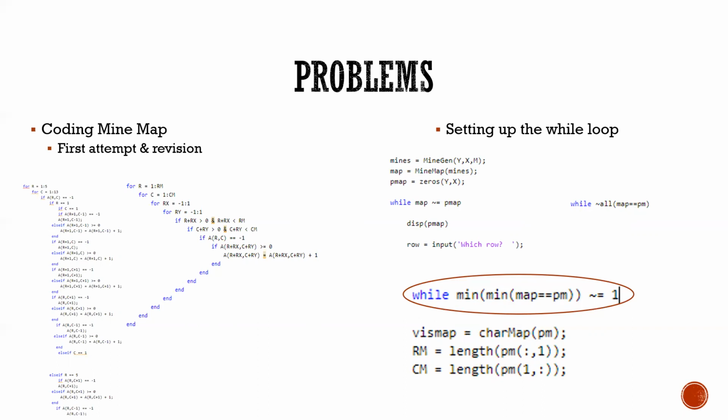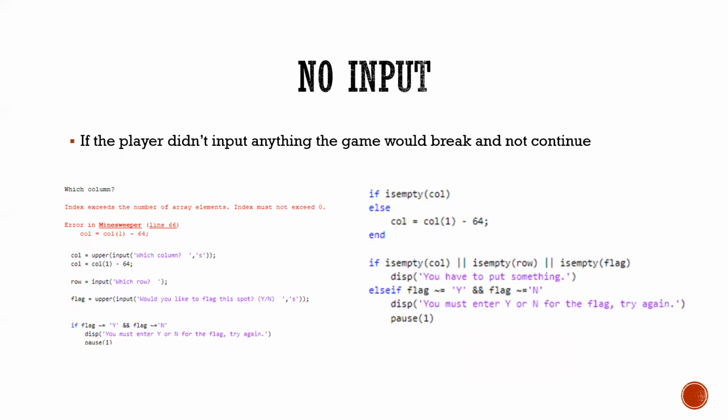Now, setting up the while loop. When I first started with the while loop, it would only play the game until about the halfway point, which is no good. So eventually I found out that I could get the absolute min of the map compared to the player map. And as long as that did not equal 1 or did not equal true, the game kept going. No input, as mentioned earlier, I could just use isempty, and that would make sure the game wouldn't break.